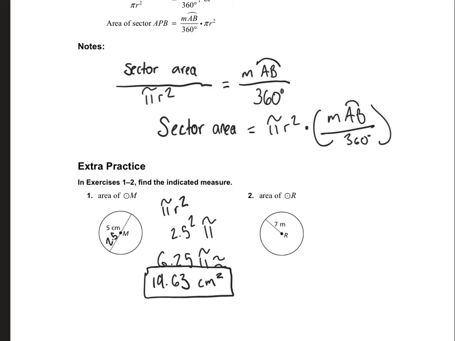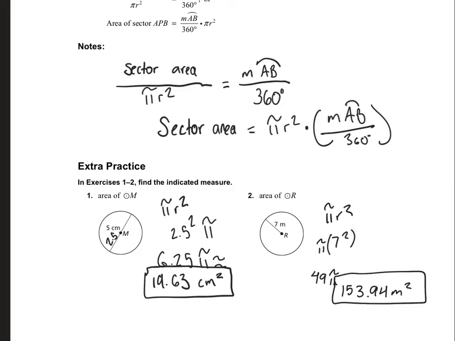Alright, for number 2, you want to find the area of circle R, and you're given a radius. So according to our formula, pi r squared, you would plug in the 7 for r, so it'd be 7 squared pi. So you get 49 pi. And then if you put this in the calculator, you get 153.94 meters squared. And those are your answers.